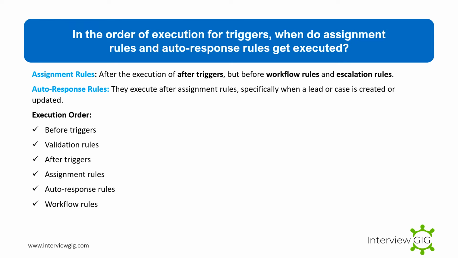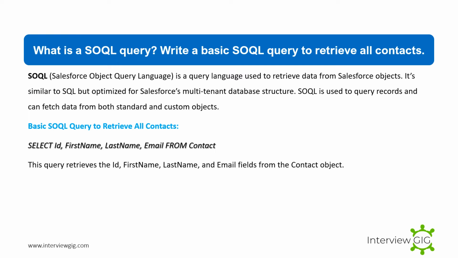Assignment rules execute after the execution of after triggers, but before workflow rules and escalation rules. Auto-response rules execute after assignment rules, specifically when a lead or case is created or updated. Execution order: 1. Before triggers. 2. Validation rules. 3. After triggers. 4. Assignment rules. 5. Auto-response rules. 6. Workflow rules.